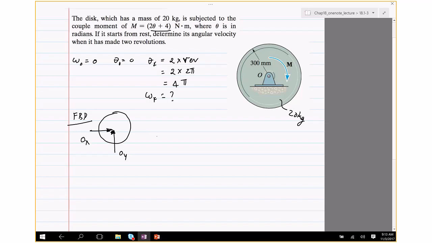Gravity is not given, but it doesn't matter. I can put gravity in if I want and show mg. If it's in the vertical plane, yes, there's gravity. If it's in the horizontal plane, spinning this way, there's no gravity. But you see it doesn't really matter, because gravity is not going to be a factor in our computation.